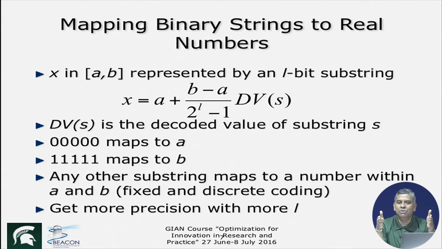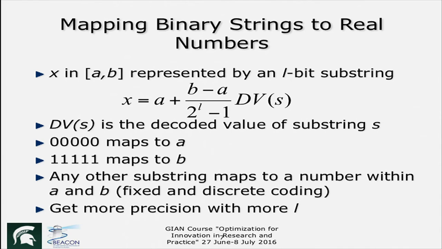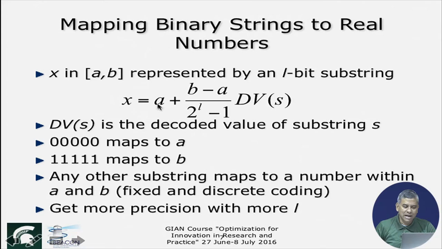So the lowest decoded value is what? 0, when the string is all zeros. If you put 0 here, this whole term drops, so you have x equal to A. So the all-zero string maps to A. Let's look at all ones. What is the decoded value? 31. And this is 31, right? They cancel. I have A plus B minus A. What is that? B. So one extreme, the all-zero string, is mapped to the lower bound, and the all-ones string, which is the other extreme, maps to the upper bound, which is B. Any other string will be mapped in between, because the decoded value will be between 0 and 31, so we'll always have a value between A and B, right?